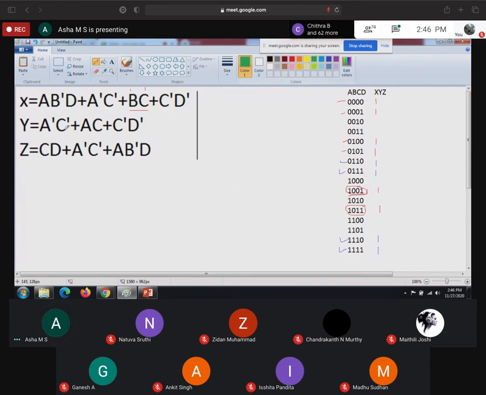Next, C bar, D bar. C equal to 0, D equal to 0. Don't worry about AB. Take those two combinations where C equal to 0, D equal to 0. Both should be 0. Here I have, here I have. Here I have one more. I got only three here.